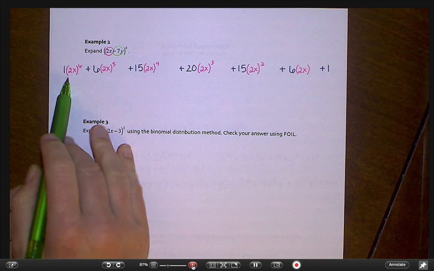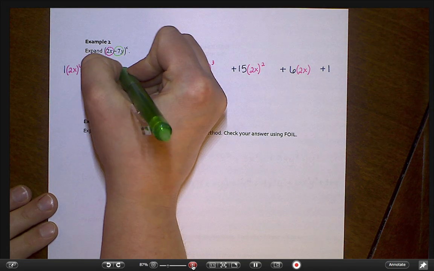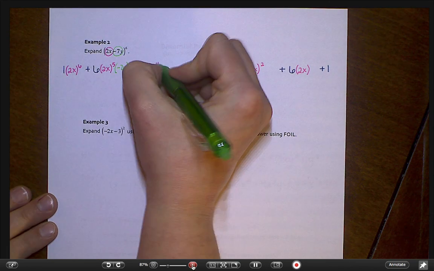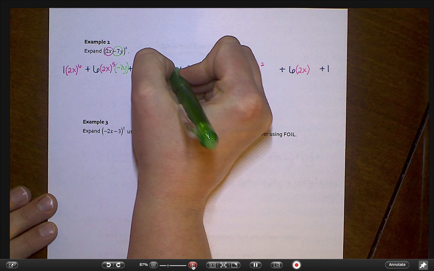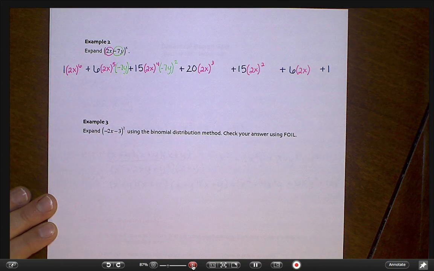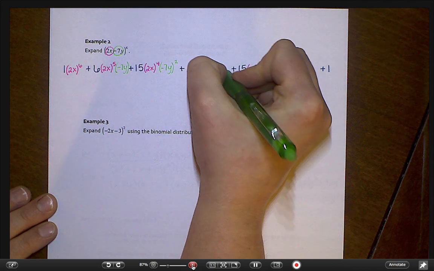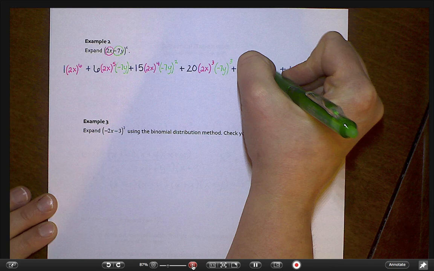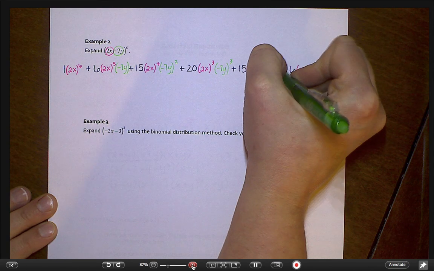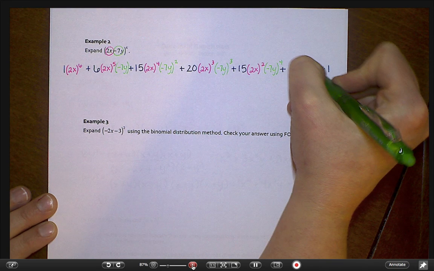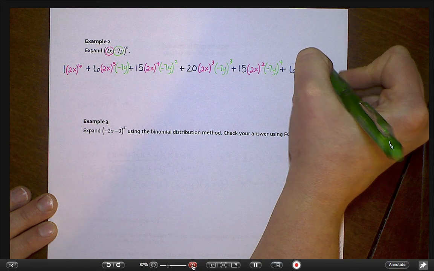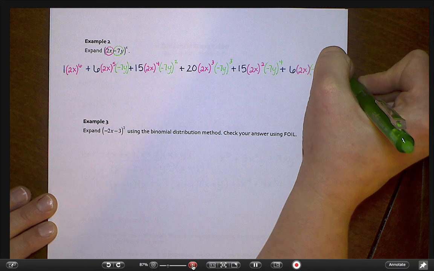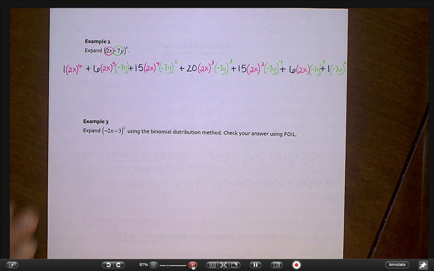Remember, the first term doesn't get one. The second one starts with negative 7y, and that would be to the first power. This one gets negative 7y to the second power. This one gets negative 7y to the third, negative 7y to the fourth, negative 7y to the fifth, and then this gets negative 7y to the sixth.